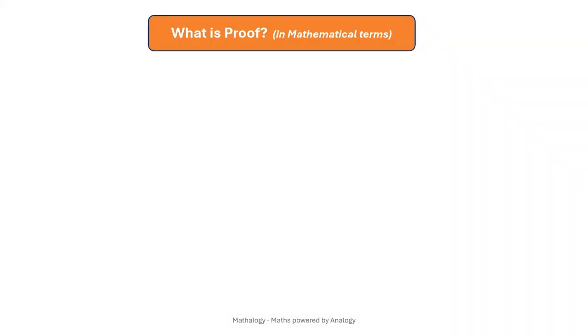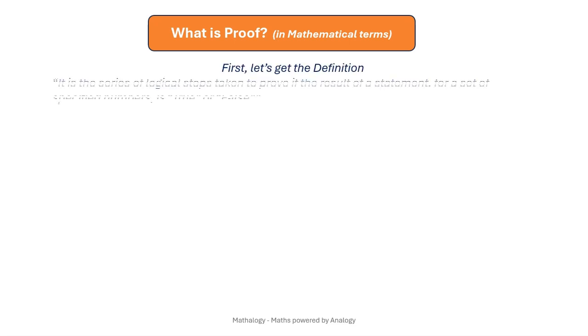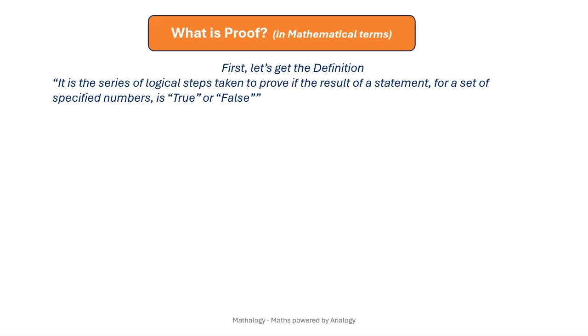Let's learn about proof today. What is proof? Let's get the definition. It is the series of logical steps taken to prove if the result of a statement for a set of specified numbers is true or false. So it's basically how do we prove a statement through a series of logical steps.